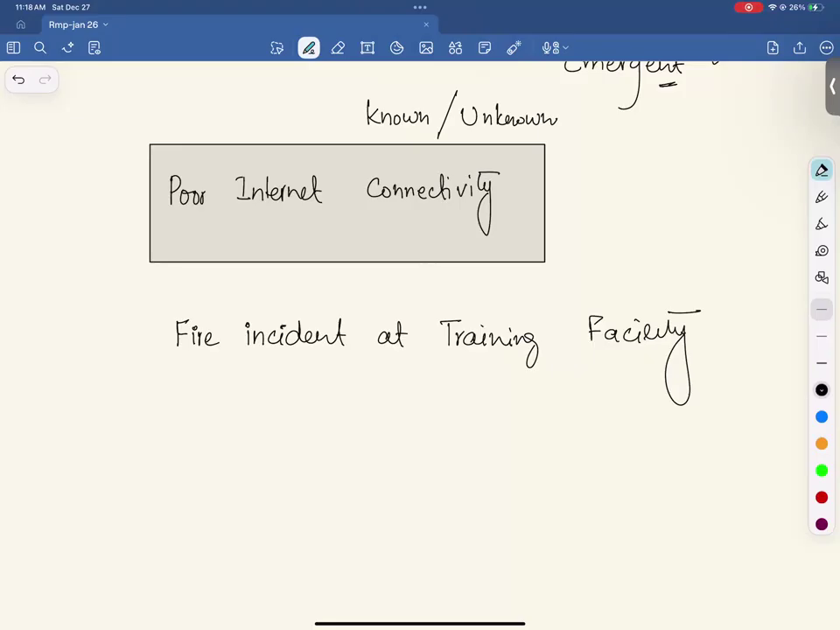Let's see. We write down these two risks: poor internet and fire incident. We took a cost, or we can say a risk pool, against these line items. But we take another line item, which is unknown risks, and we take a cost against that line item. So anything that happens other than these two, will that be considered unknown or known? Obviously unknown.